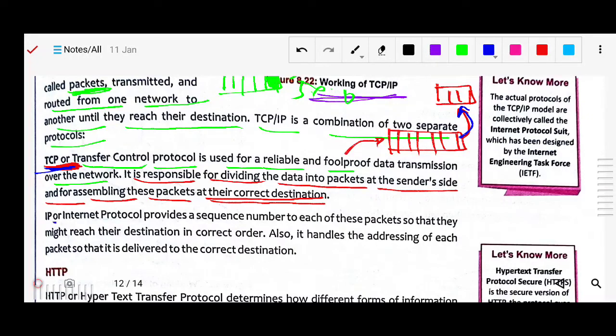Next, the IP protocol provides a sequence number to each of these packets so that they each reach their destination in the correct order.